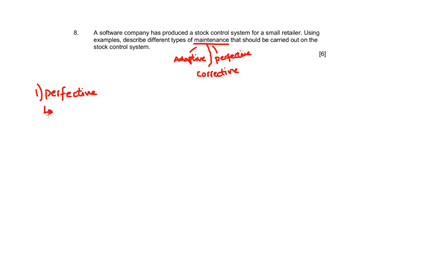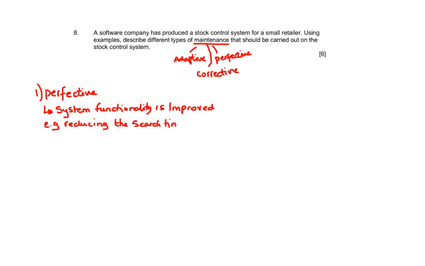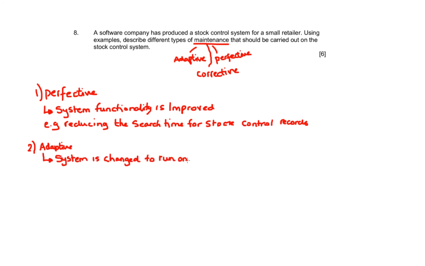Well, in perfective maintenance, system functionality is improved. For example, in this situation, it could be for reducing the search time for stock control records. When we apply adaptive maintenance, this is when the system is changed to run on a new hardware or software platform. It could be the retail company moving from a Windows-based system to a Macintosh or a Linux-based system. That would need adaptive maintenance.